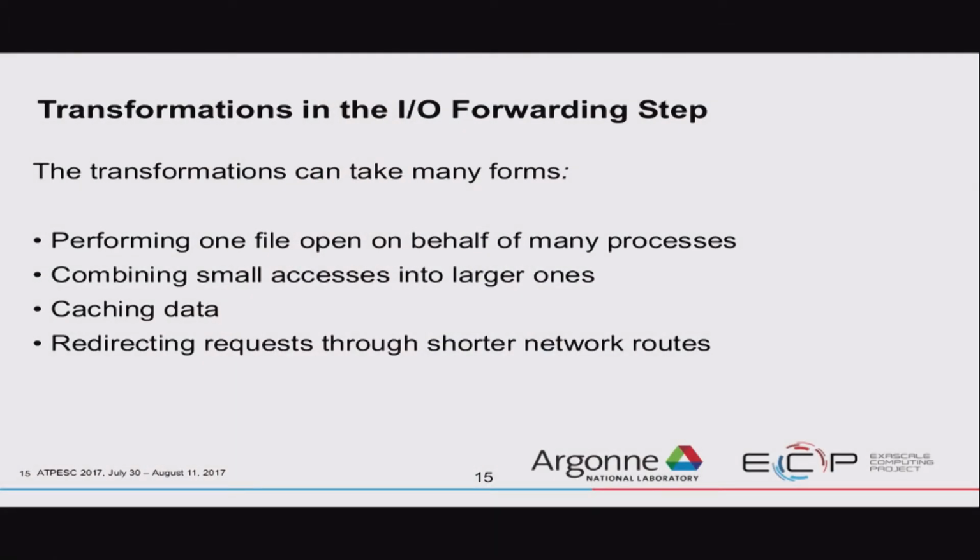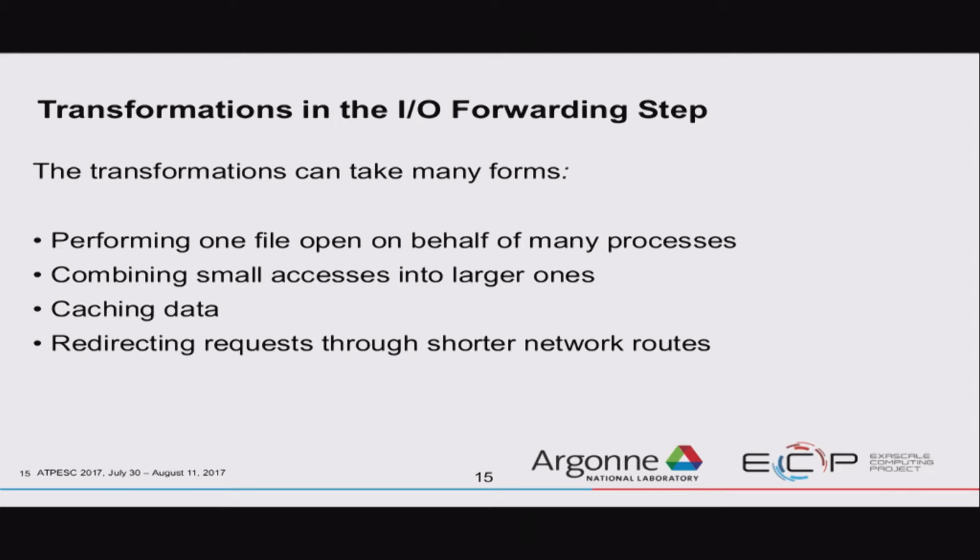So the kind of transformations you can do here, you could imagine that you have 100 processes that all open a file. If they go to the same forwarder, that forwarder can do one open. So it can reduce the number of operations that are getting to your file system. It can merge, kind of do coalescing of small accesses into bigger ones. You could have a cache there.